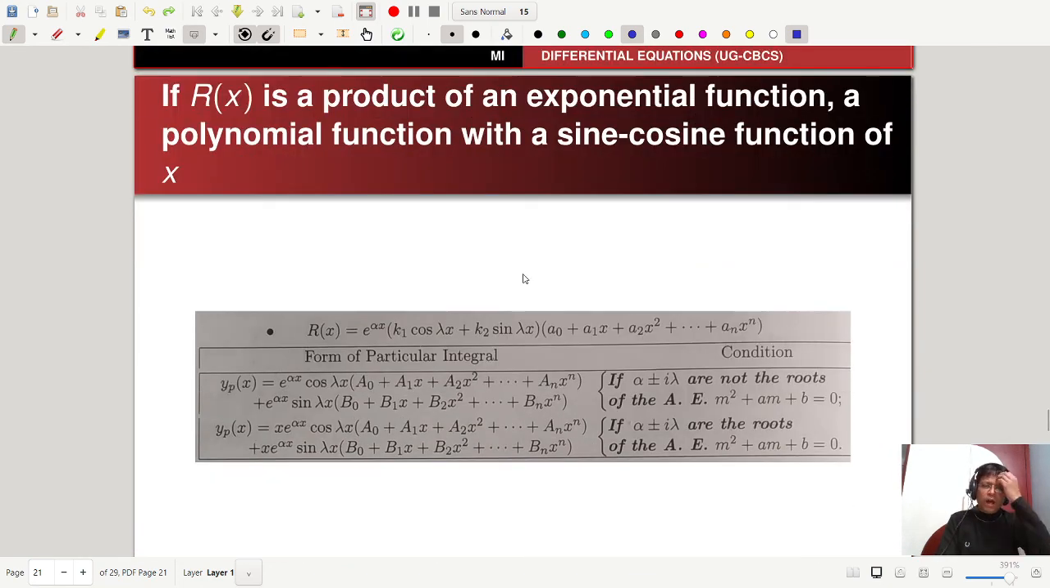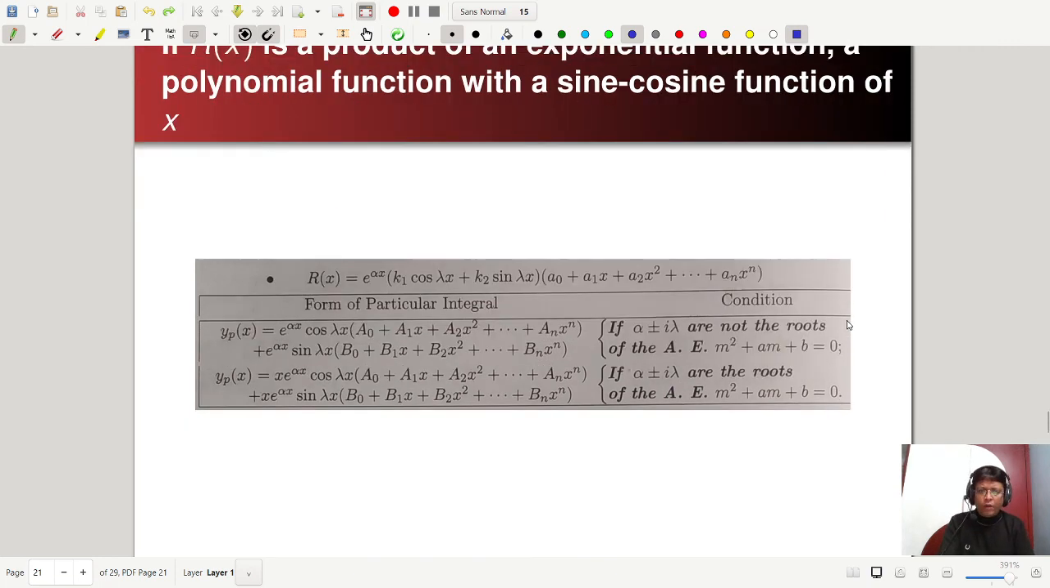So another one, I think this is the last type. If you have three types of functions, this is a much more complicated one. If R(x) is a product of an exponential function, a polynomial function with a sine cosine function of x. Okay, so you have an exponential, sine cosine, and the polynomial.